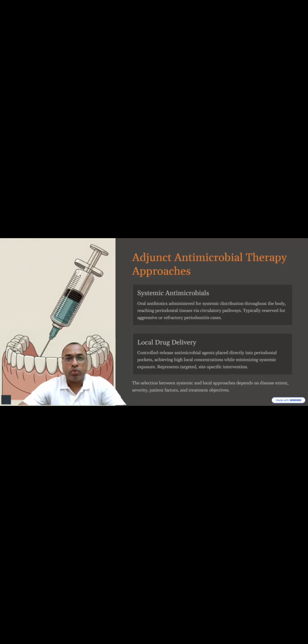So, turning over to the use of antimicrobial therapy as an adjunct, two main systems are used, that is systemic antimicrobials and local drug delivery. Systemic antimicrobials consist majorly of oral antibiotics that are administered for systemic distribution through the body, reaching periodontal tissues via circulatory pathway, and they are typically reserved for aggressive or refractory periodontitis cases. Local drug delivery is where controlled release antimicrobial agents are placed directly into the periodontal pocket, achieving high local concentration while minimizing systemic exposure.